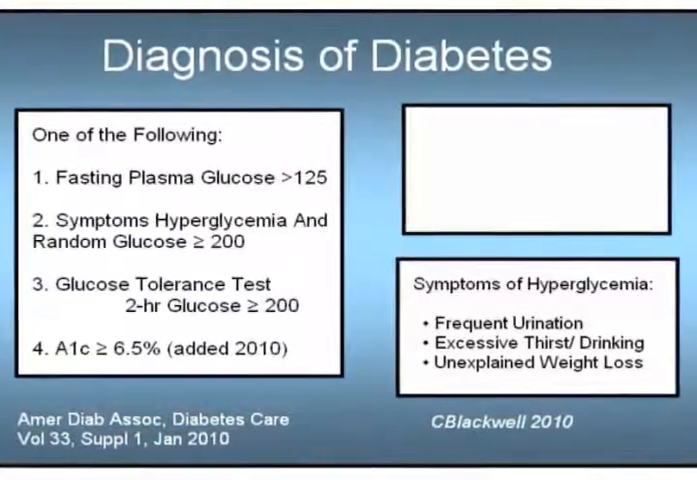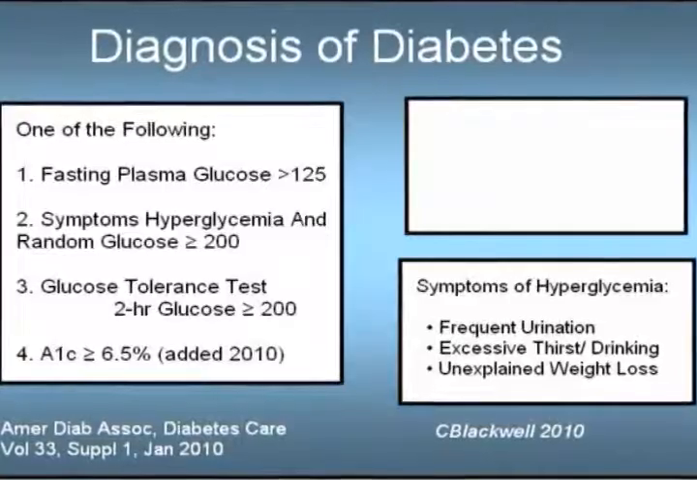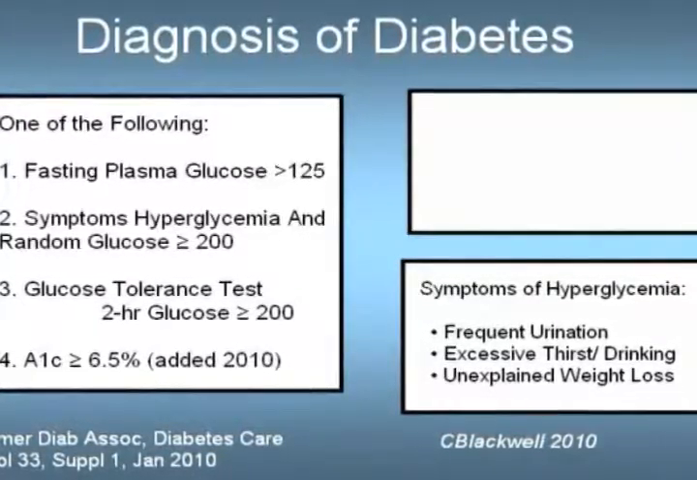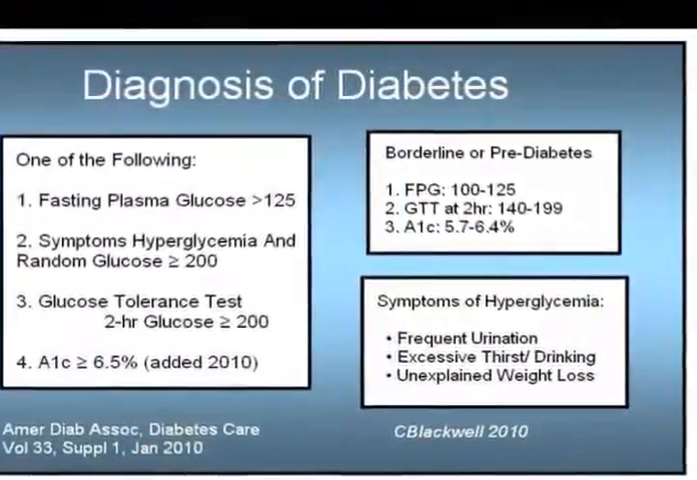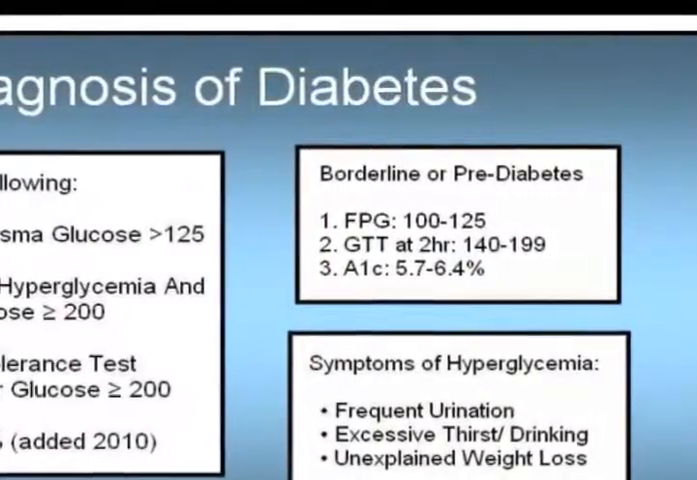A glucose tolerance test is less commonly used. This year, a new test has been added by the American Diabetes Association, the A1C test, which we will talk about in a moment. If fasting blood sugar is between 100 and 125, that is considered borderline or pre-diabetic.